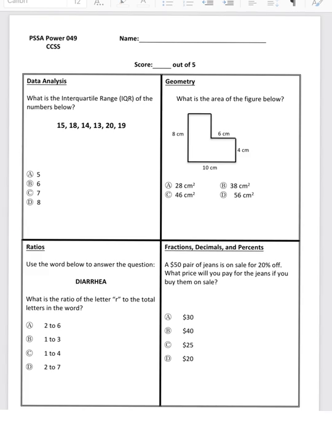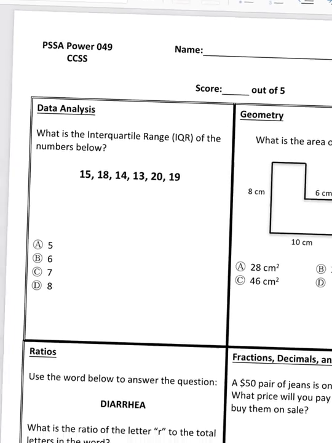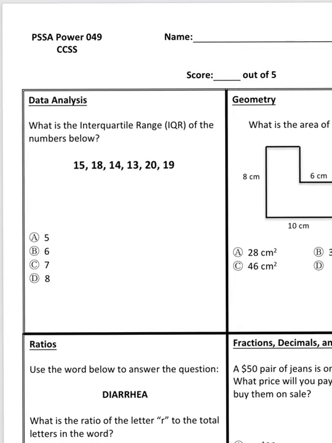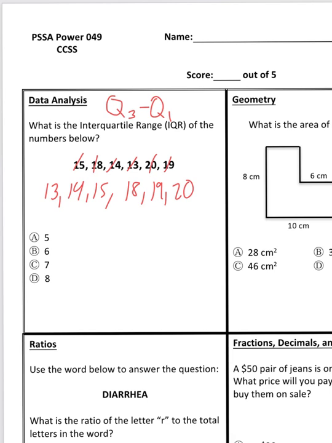So in the first one, it says, what is the interquartile range of the numbers below? Remember, interquartile range means you have to find the third quartile minus the first quartile. The first thing I'm going to do is put these numbers in least to greatest order. So I have 13, 14, 15, 18, 19, 20. 6 numbers that I can split in half right here.